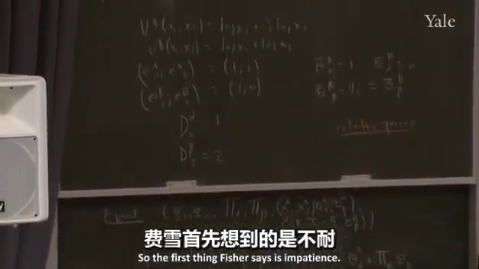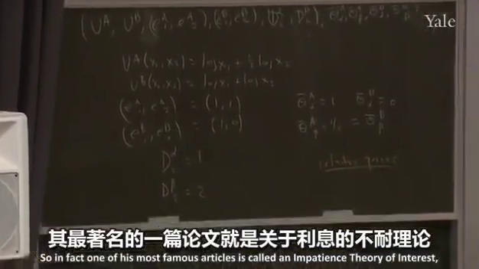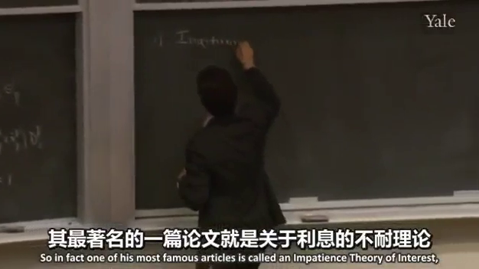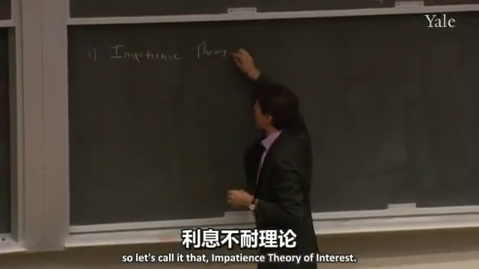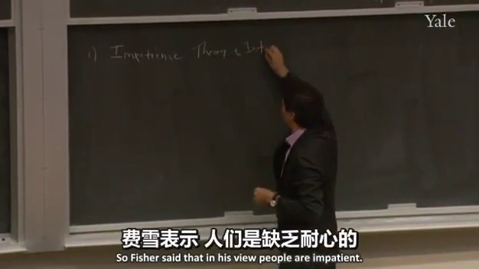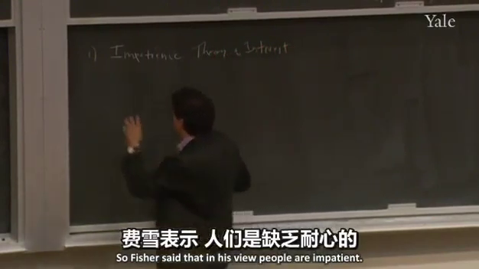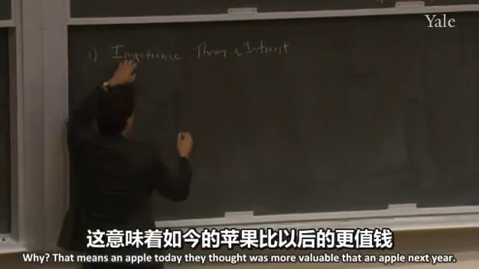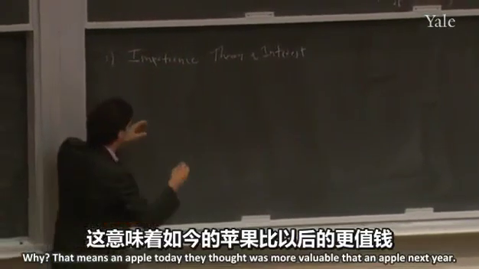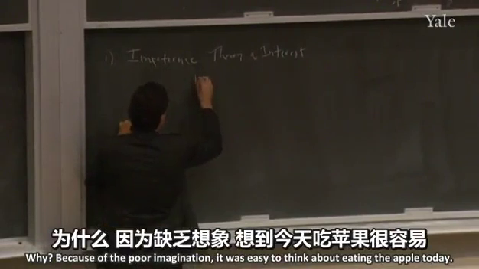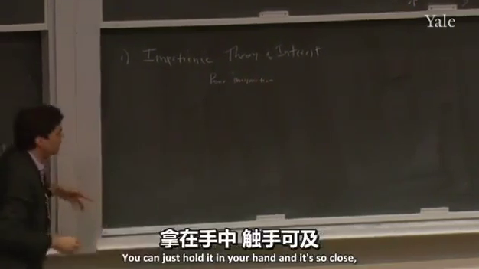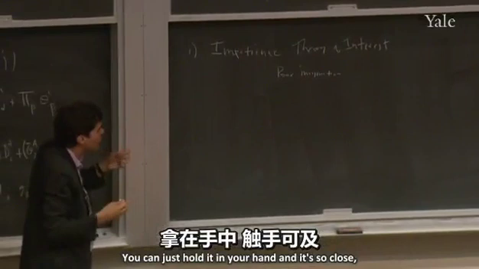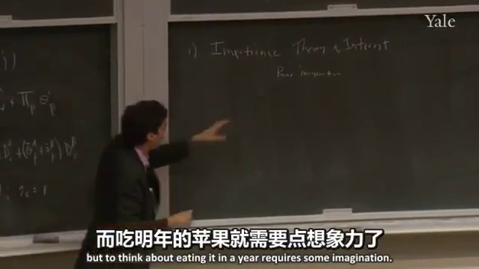So the first thing Fisher says is impatience. In fact, one of his most famous articles is called An Impatience Theory of Interest. So let's call it that. Fisher said that in his view, people are impatient. That means an apple today they thought was more valuable than an apple next year. Why? Because of poor imagination. It was easy to think about eating the apple today. You can just hold it in your hand and it's so close. But to think about eating it in a year requires some imagination.